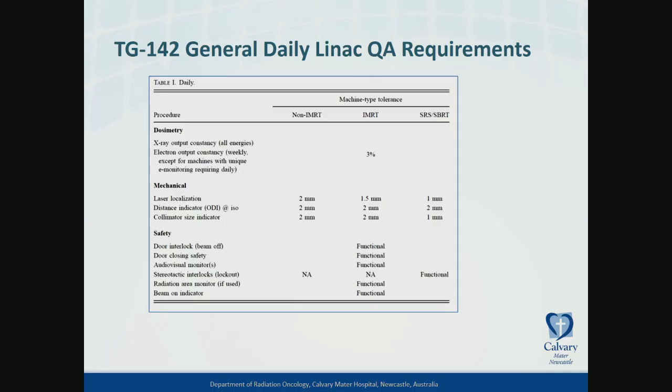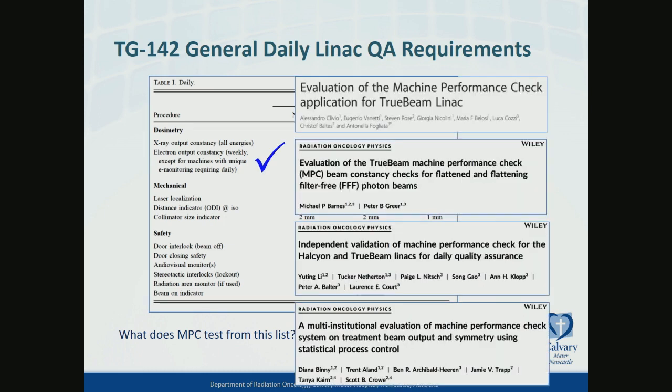So this is our standard TG-142 daily QA table, which I'm sure you're all very familiar with. I think it makes perfect sense to start with daily QA here because MPC is designed as a daily check device. And the question is, what does MPC test from this list? So what I can tell you is it certainly checks outputs for both electrons and photons in a constancy style. And these four publications all sort of indicate that with a little bit of care taken, MPC does a fairly good job of this, at least for photon beams anyway.